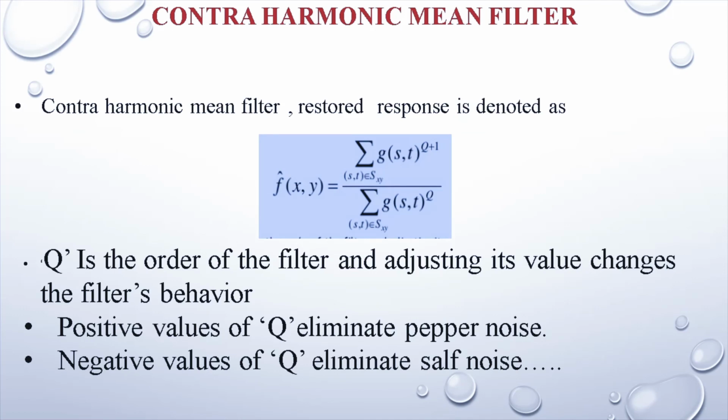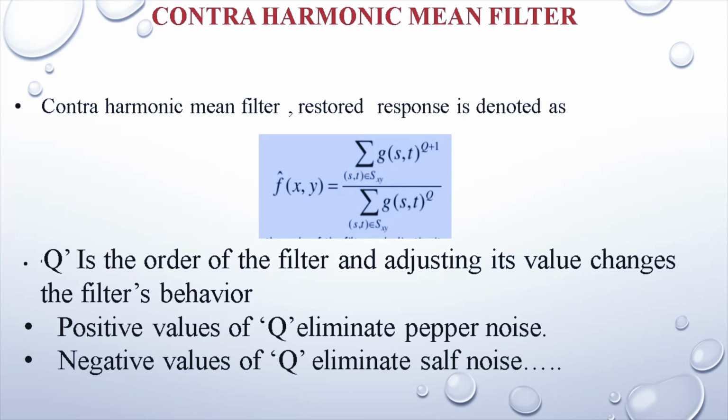Contra harmonic mean filter, a restored response is given by f cap of xy is equal to sigma st belongs to Sxy g of st to the power of Q plus 1 divided by sigma st belongs to Sxy g of st to the power of Q. So Q is the order of the filter, and adjusting its value changes the filter's behavior. If you choose a positive value for Q, then it very effectively eliminates pepper noise. If you assign a negative value to Q, then it eliminates salt noise. Based on the type of noise affecting the images, we can choose the value of Q.